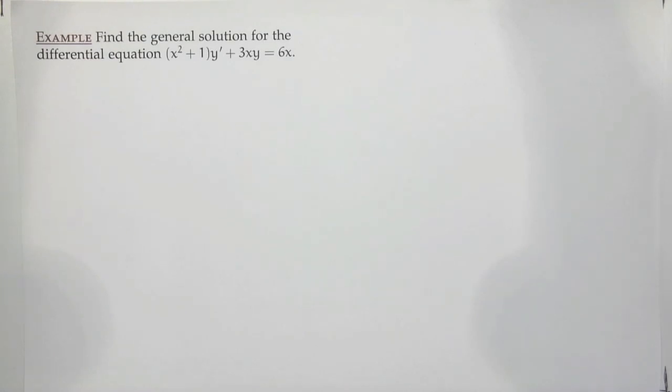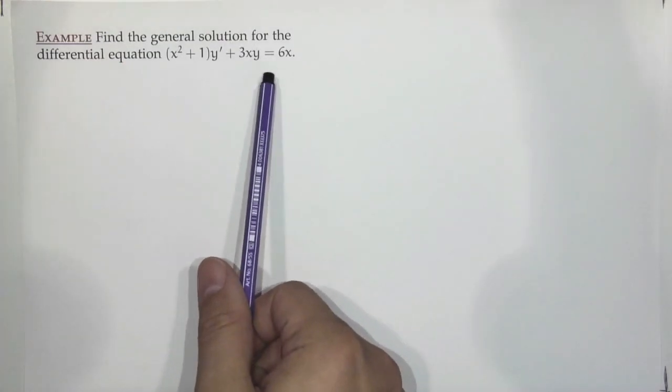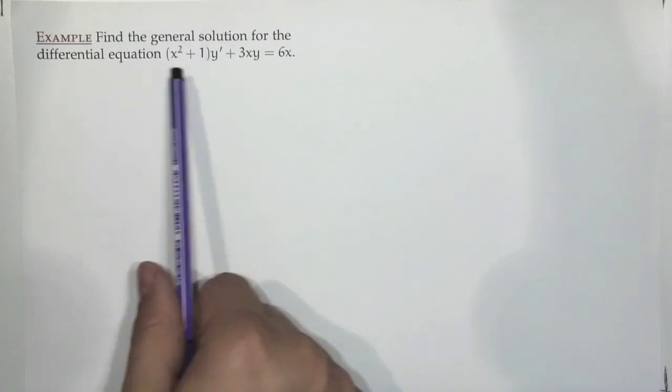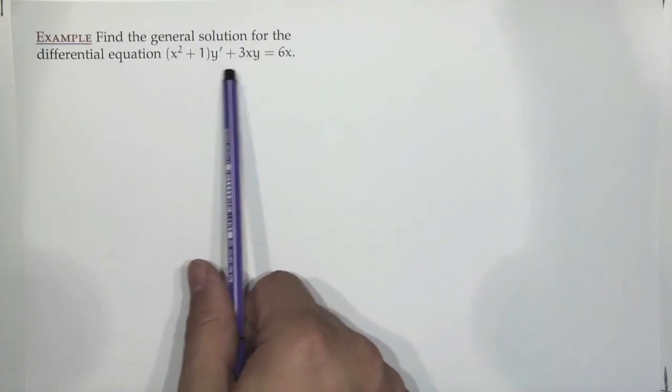Find the general solution for the differential equation (x squared plus 1) times y prime plus 3xy equals 6x. Okay, so first off, is this the right kind of differential equation? In other words, is it a linear first-order differential equation? Yes. Something times y prime plus something times y, where the somethings don't depend on y or y prime. And they can be functions of x, that's fine.